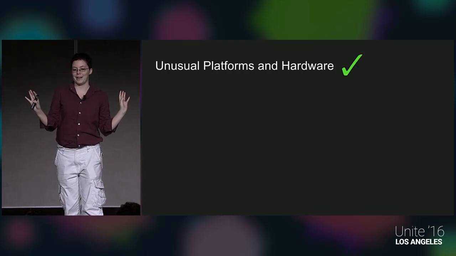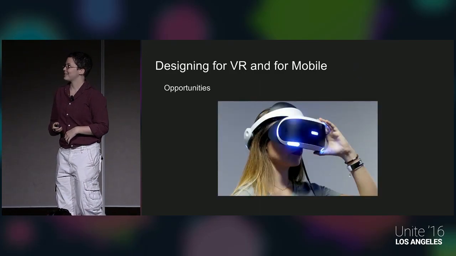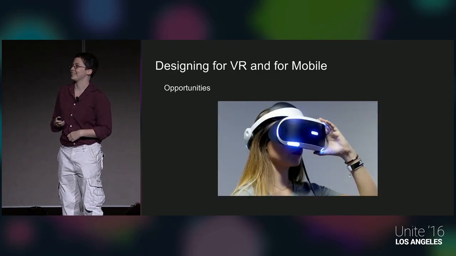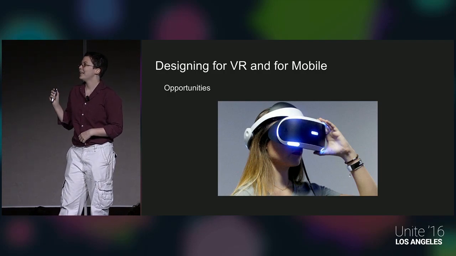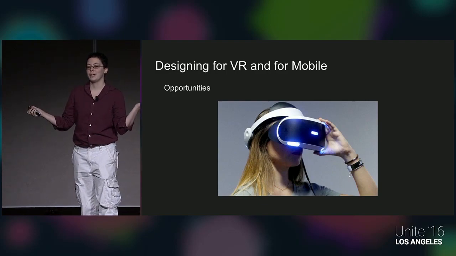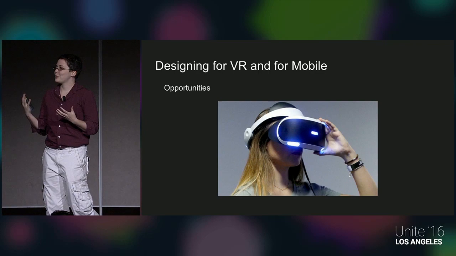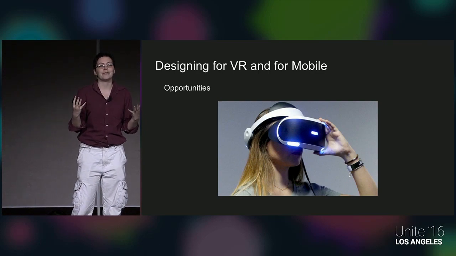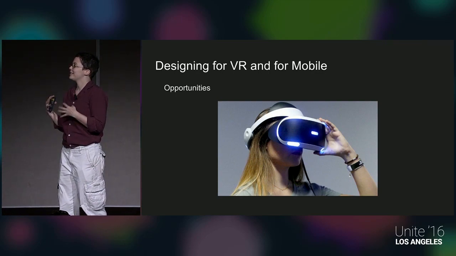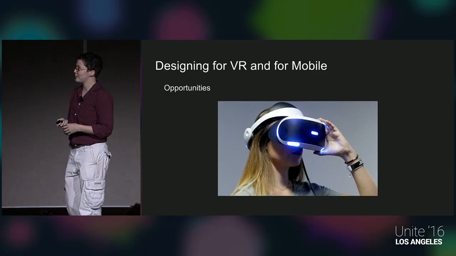All right, so that was my intro to unusual hardware and platforms. So we're going to talk about designing specifically for VR and for mobile. VR offers a lot of really unique opportunities that are different from anything that we've ever really designed for before. Being able to actually look around and move around your environment using your head and your body, this is completely different than the way we've been previously designing games and experiences.